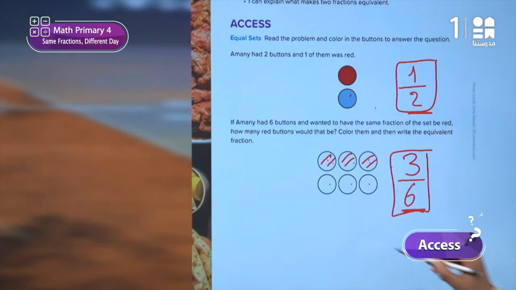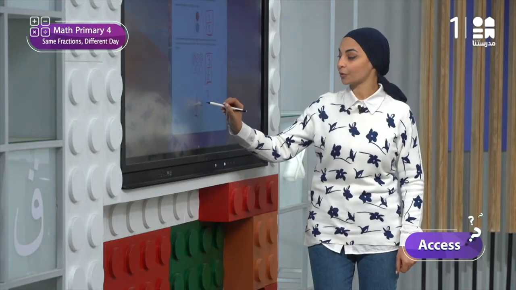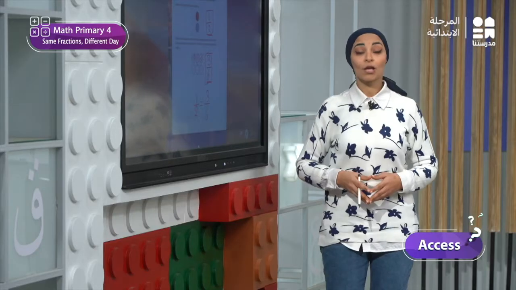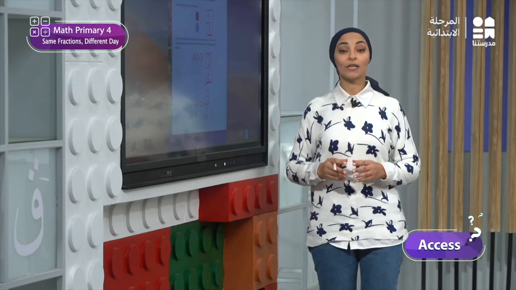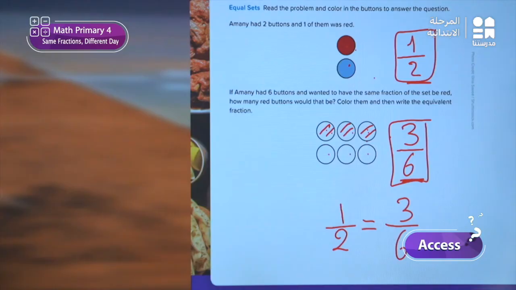Now we can write half, or 1 over 2, equals 3 over 6. Both represent half, right? So we used the button model to find the fraction equivalent to half, which is 3 over 6, as we said.